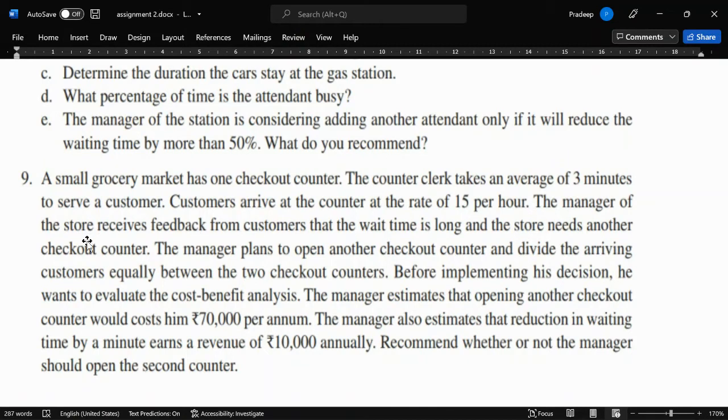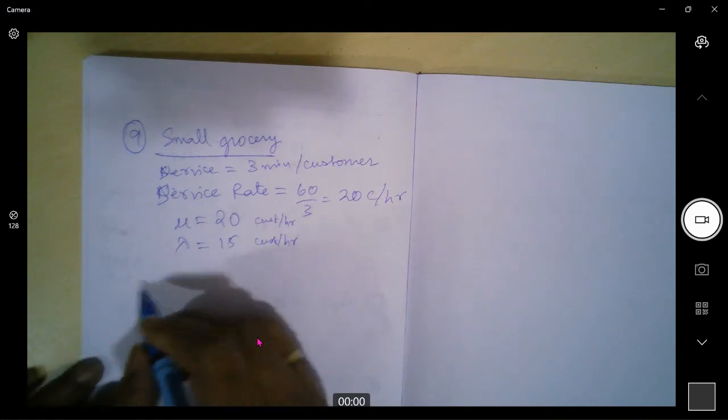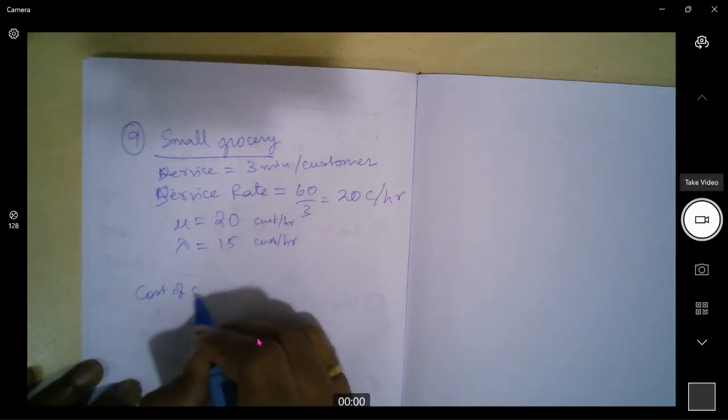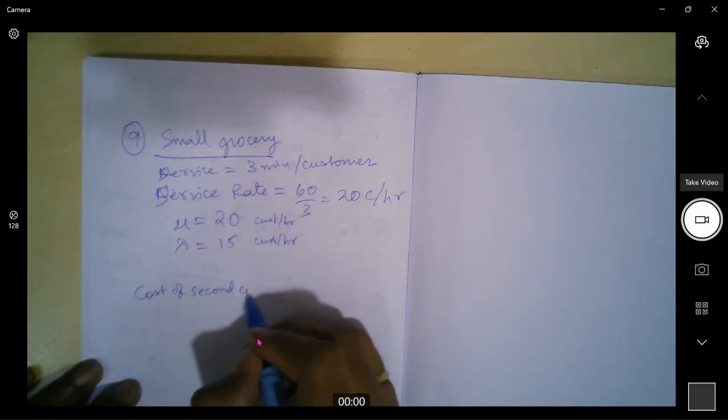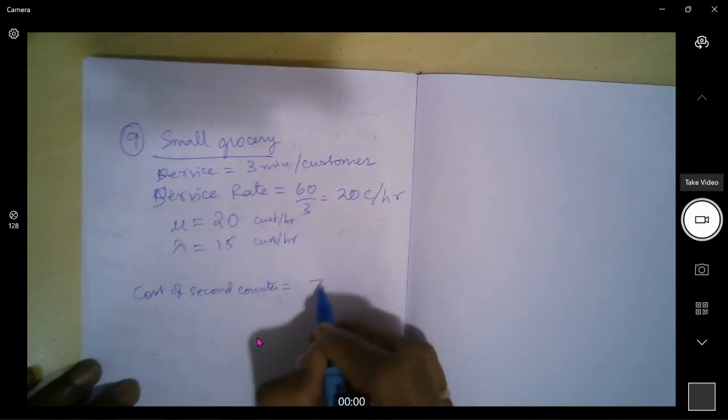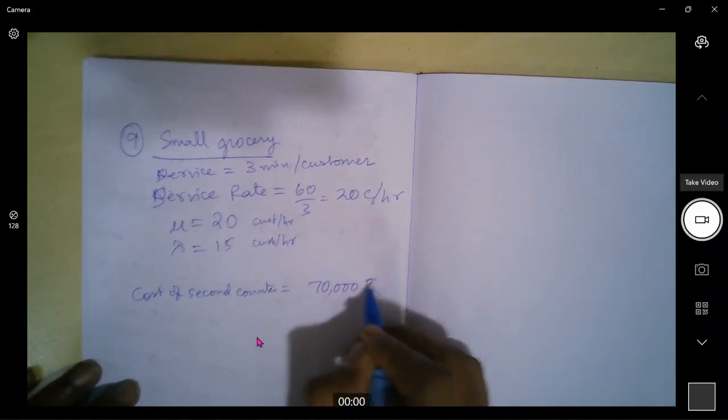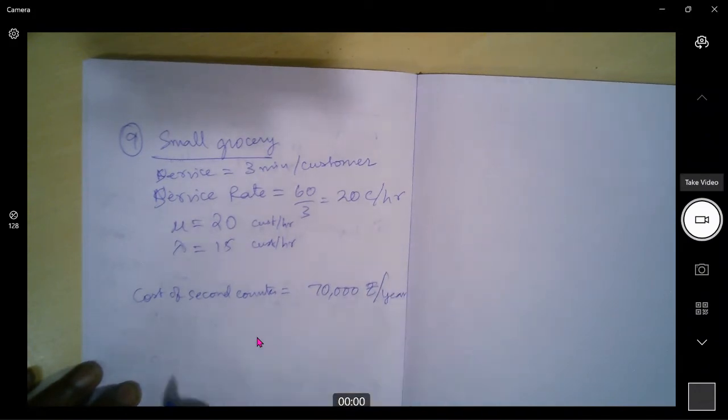Next, the manager of the store receives feedback from customers that the waiting time is long and the store needs another checkout counter. The manager plans to open another checkout counter and divide the arriving customers equally. Before implementing the decision, he wants to evaluate the cost benefit analysis. The manager estimates that opening another checkout counter would cost 70,000. So let me write down here: cost of second counter is 70,000 rupees per year.